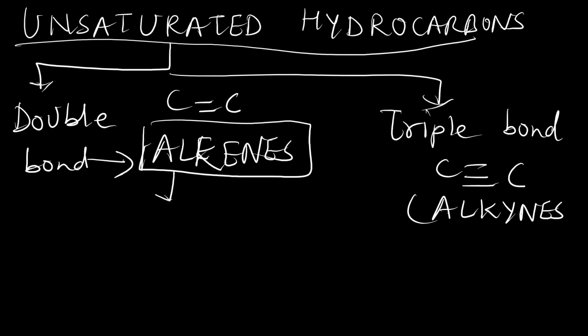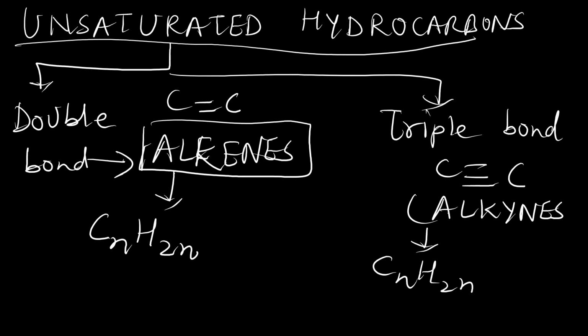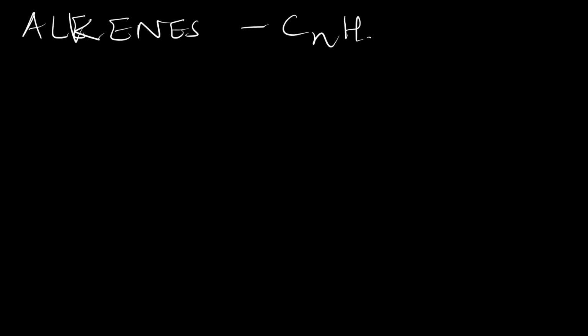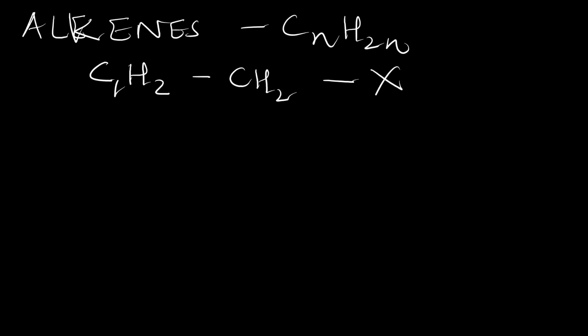And the general formula of alkenes is CnH2n, where n is the number of carbon atoms, and the general formula of alkynes is CnH2n-2. So if we show with the help of examples, alkenes, as I said, the general formula is CnH2n. So one carbon atom, so 2. So the formula is CH2, which is not possible because carbon forms 4 bonds, not 2 bonds. So this compound is not possible.